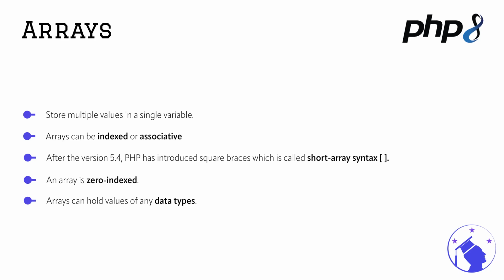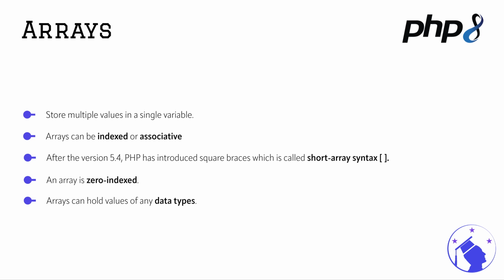In today's section, we will be discussing two essential topics, arrays and constants. Let's start with arrays. Arrays are one of the most useful data types in PHP. They will allow you to store multiple values in a single variable. Arrays can be indexed or associative.